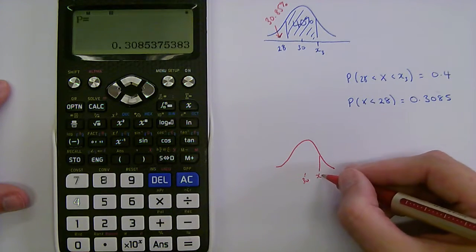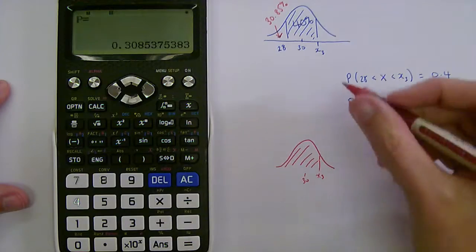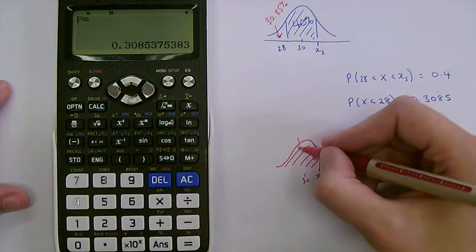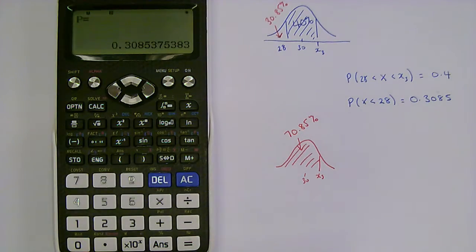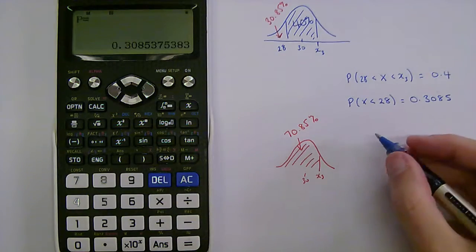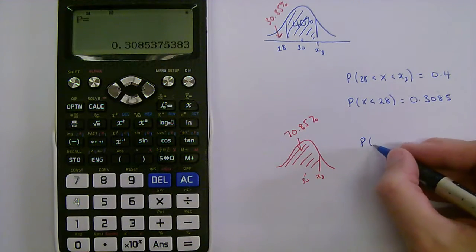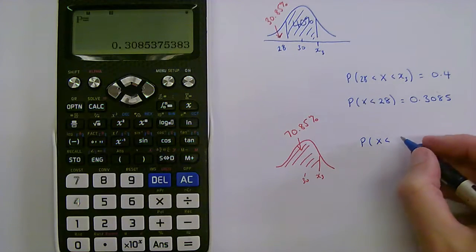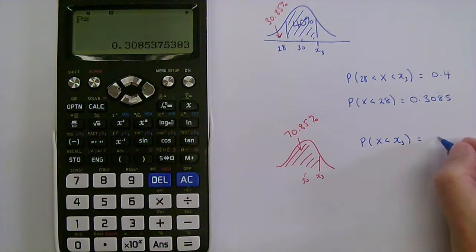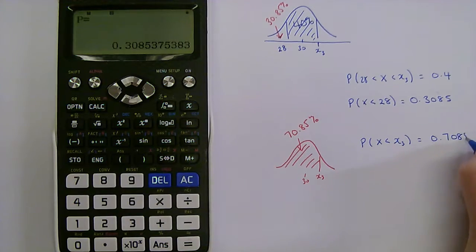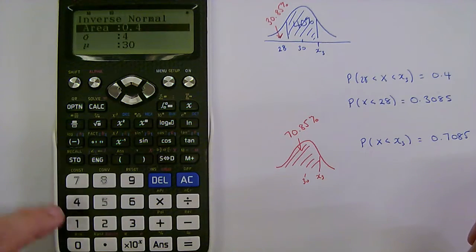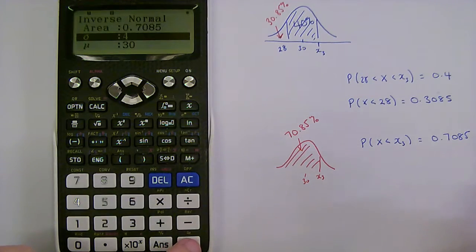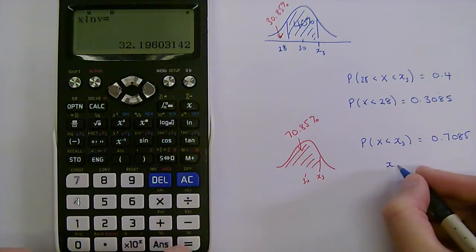In order to work out x3, we know that x3 is going to have a total area of the 40 and the 30.85. So that's 70.85%. So we can now say that we want the value for x3 that gives us an area of 70.85%. So we go back into our inverse normal, choose an area of 70.85. We've still got the mean and the standard deviation in, and if I press enter, that will give me the value of x3.